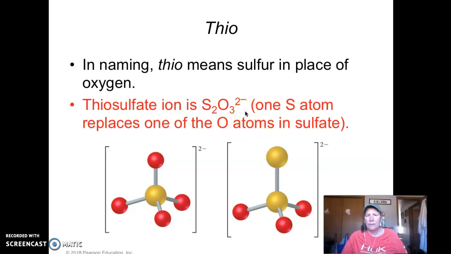One sulfur atom can replace one oxygen in sulfate. So you can see here's sulfate, SO4. Here's thiosulfate. It's 2 S's and 3 oxygens.